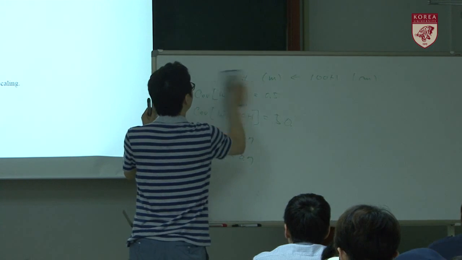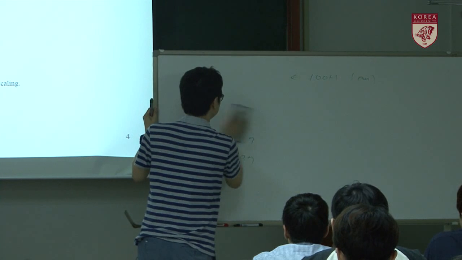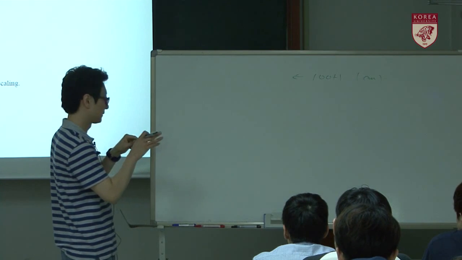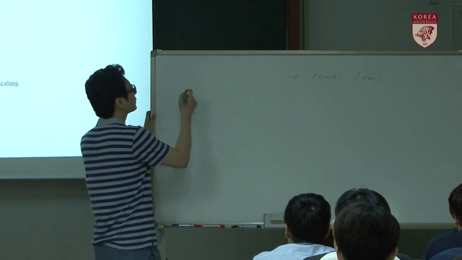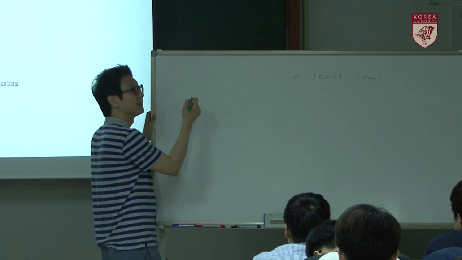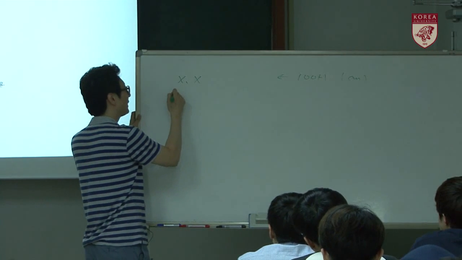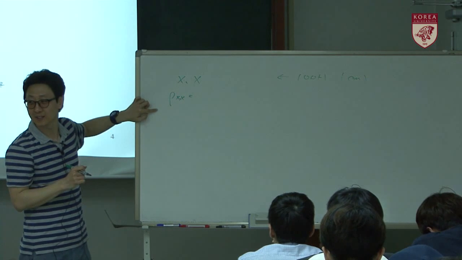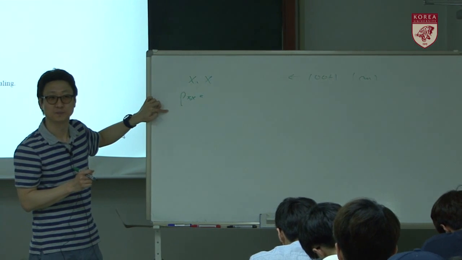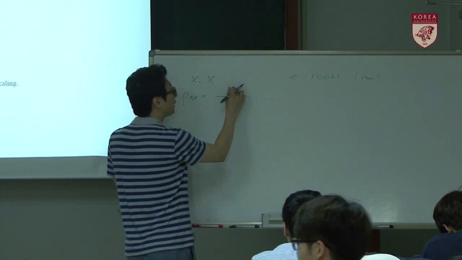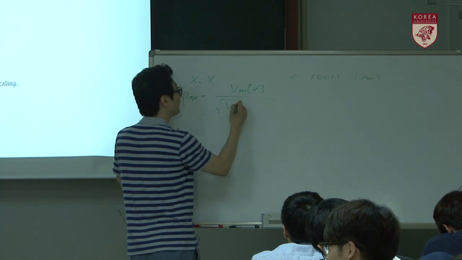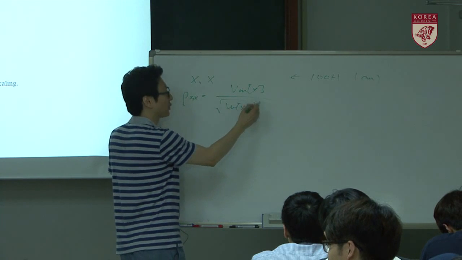Okay, here let's look at some more. What is the correlation coefficient between x and x? Let's calculate the correlation coefficient between the same random variable. The covariance of x and x becomes the variance. So it's the variance of x over the square root of the variance of x times the variance of x, which is the variance of x. So it's 1.